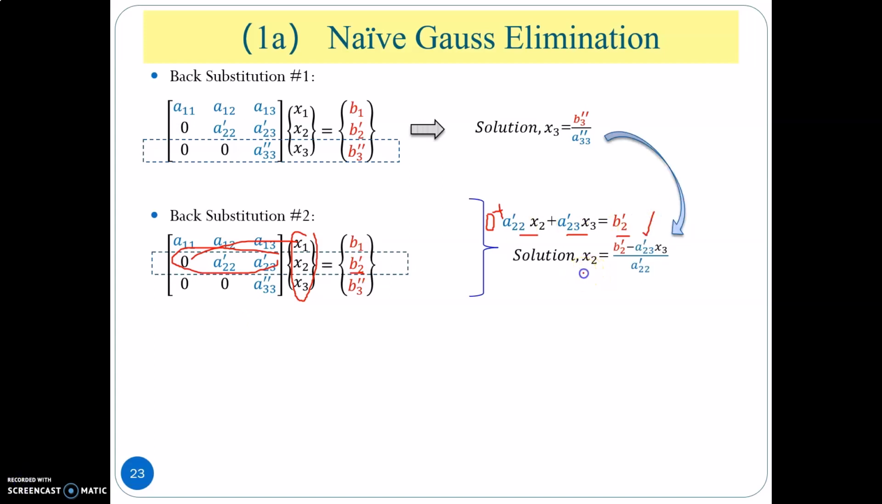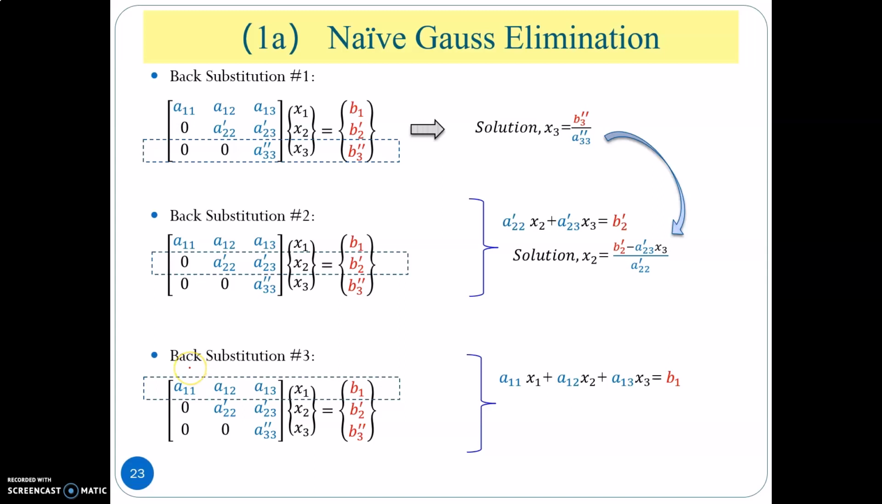And then rearrange to get the x2 solution in terms of x3, and substitute the previous x3 solution inside it, and you should be able to obtain the x2 answer. Lastly, we perform the back substitution on the first equation here. So we take this row and multiply with this column.